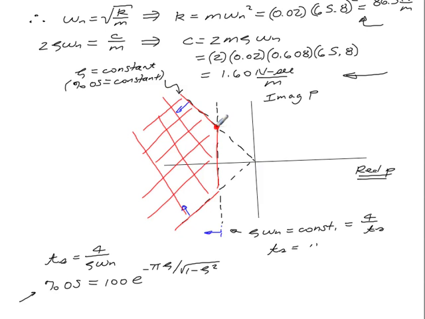So the numbers we had were there, but anything over there in the red hashed region there corresponds to something that will satisfy the design criteria on settling time and percent overshoot.